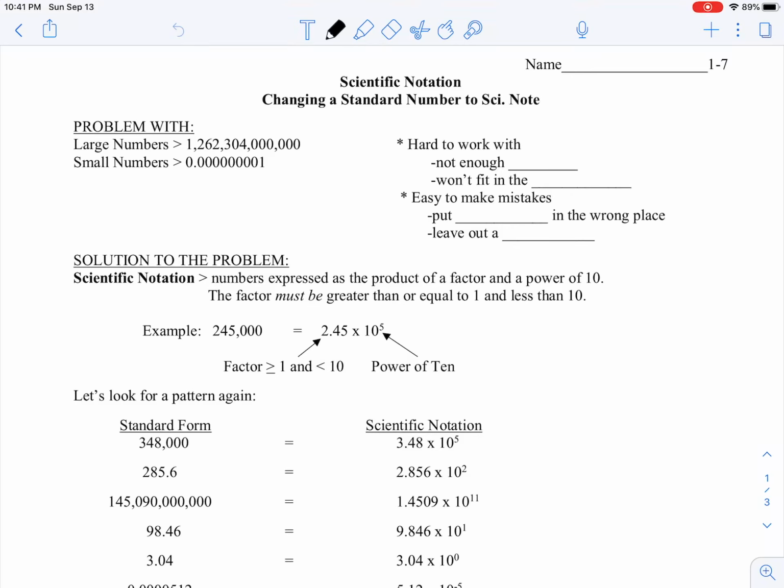Welcome back. Today we're going to be talking about scientific notation and more specifically changing a number from standard form into scientific notation.